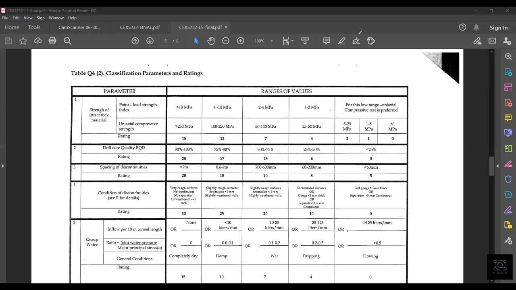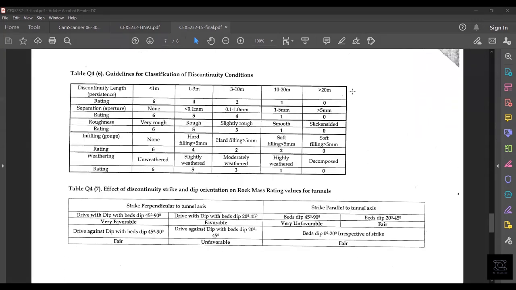When you see the discontinuity condition, let's go to that one right here. Already we have 70. According to the discontinuity conditions, the length is 4.6 meters, so it comes to here, 2. Now it's 72. Separation is 0.45, which means here, so now it's 76. Slightly rough means 3, so 79. Soft filling less than 5 mm, so now 81, and slightly weathered here. So already we had 70, then 76, 79, 81, 86. So 86 is the RMR value.